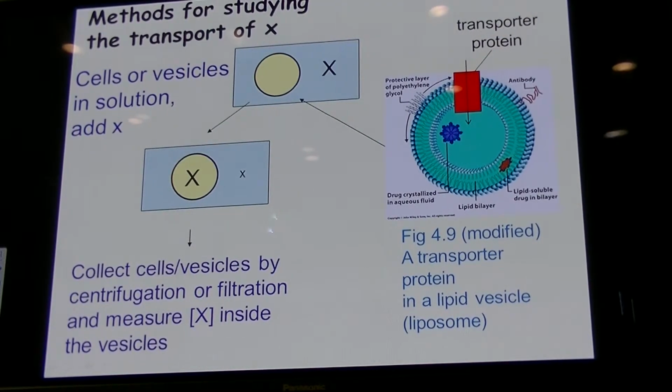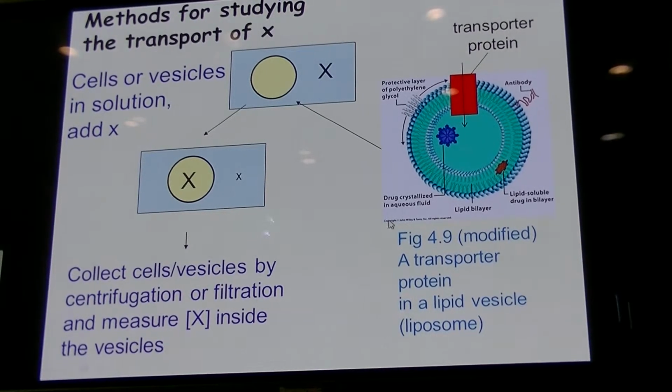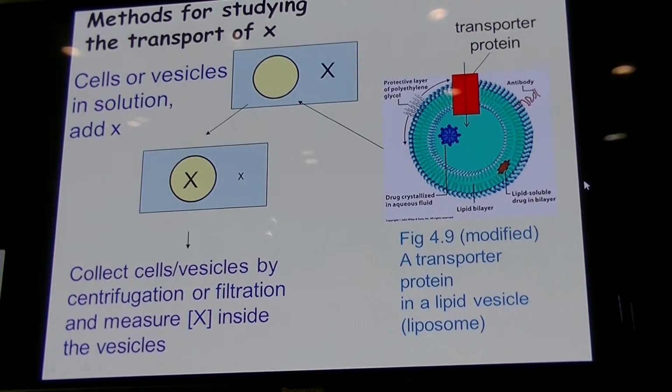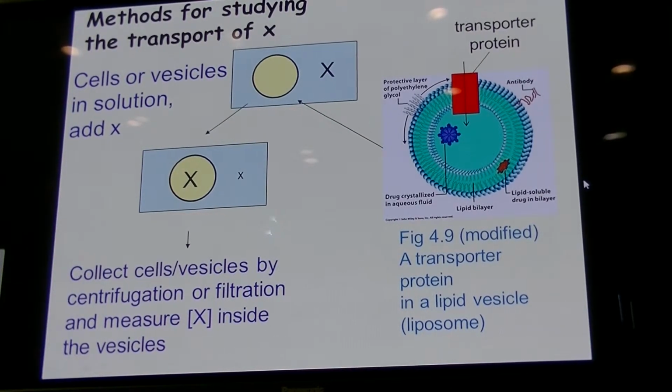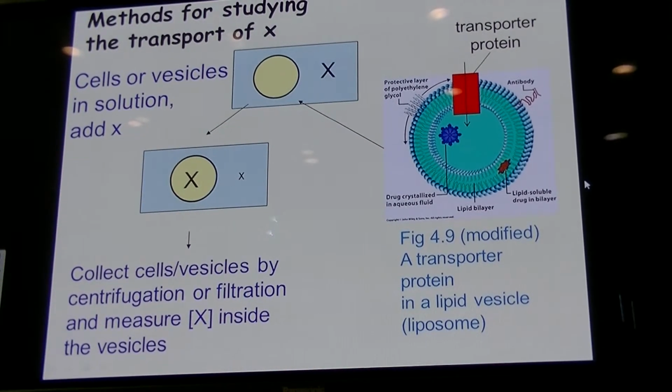Okay, so here we go. How can we study transport? Well, we need a system to study, an experimental system. We can have cells that we put in a tube, and we can add chemicals. And if we can measure the chemical, we can measure if it gets into the cell, yes or no, by measuring changes in the concentration on the outside or inside the cells.